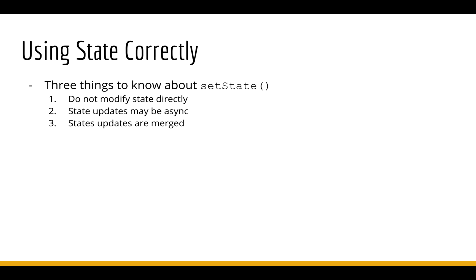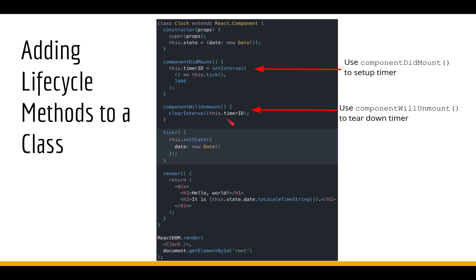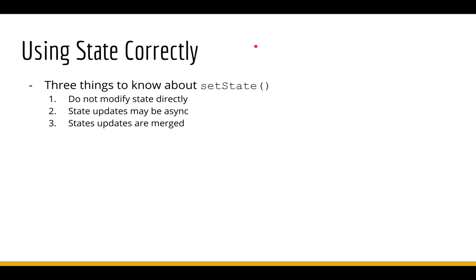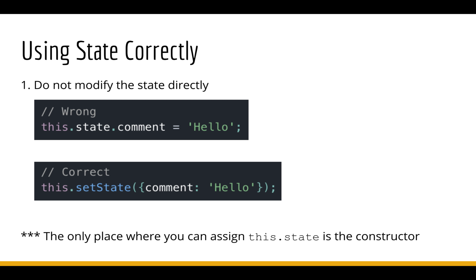But it's also really important to talk about using state correctly. In here we've used state a couple times. We are setting the state here every single time, and then we are also displaying the state, and we're initializing the state. So let's talk about our rules for using state correctly. There are 3 things to know about using setState. First, it does not modify the state directly. State updates may be asynchronous. And finally, state updates are merged. So let's go into these one at a time.